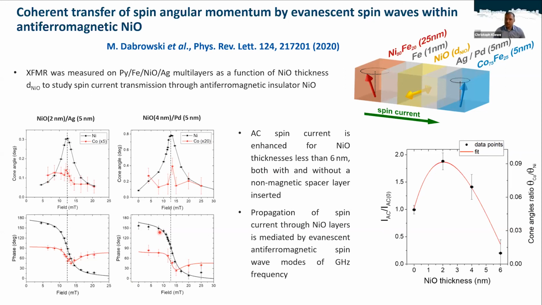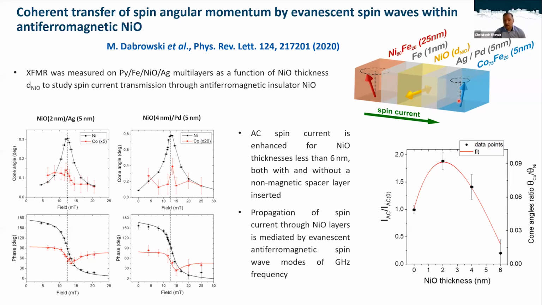That's right. We generate a spin excitation in the permalloy layer, the nickel iron, and then we look at the response from the cobalt iron layer, and so basically by that we see how much of the spin current can pass through the antiferromagnetic insulator. Okay, and do you know why the maximum is at 2 nanometers?